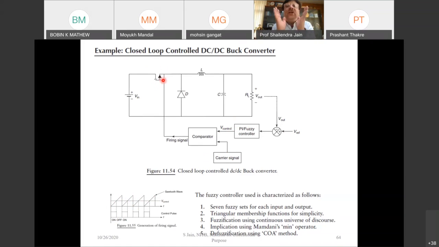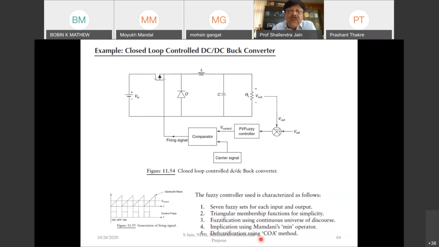So let's see how we implement this. We have to characterize 7 fuzzy sets for each input and output. Just for simplicity, we are using a triangular membership function, fuzzification using continuous universe of discourse, implication using Mamdani's min operator, and defuzzification using center of area.